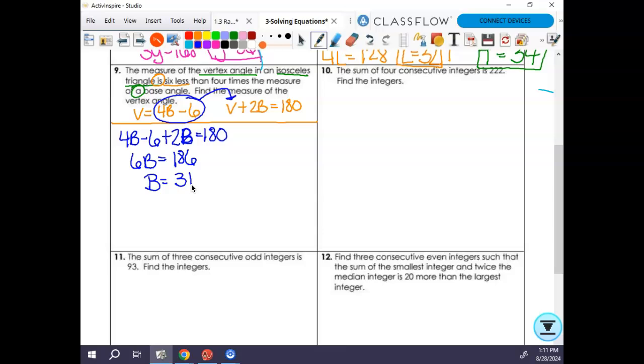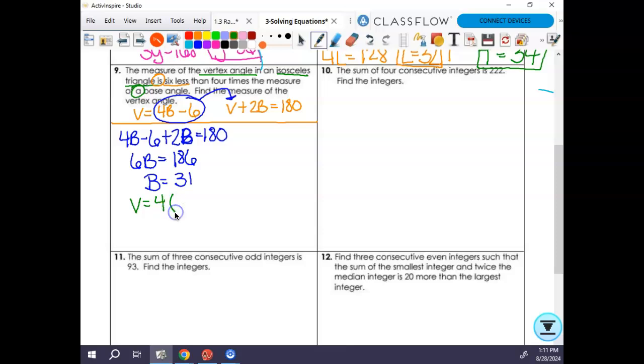So when I go to find V, which one do you want to substitute this back into, the first one or the second one? The first one, okay. If you choose the second one, go ahead and substitute in the second. It doesn't matter either way. Let's see if we get the same thing.